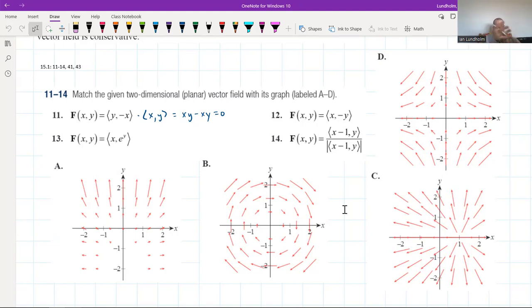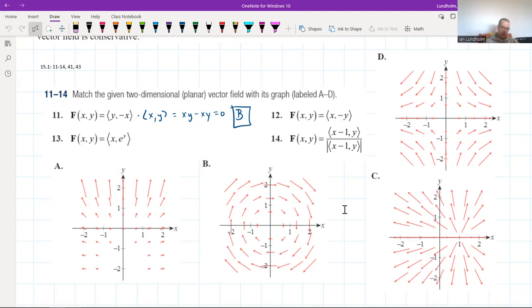If you really wanted to just look at these all, you could just plug in x and y values and start to make matches based on the vectors that look like they match what you have. You could just go point by point and figure this out. But looking at the dot product here gives us a sense that all of the vectors are perpendicular to how you would get to the points from the origin. And so this one's B. It's the one that rotates.